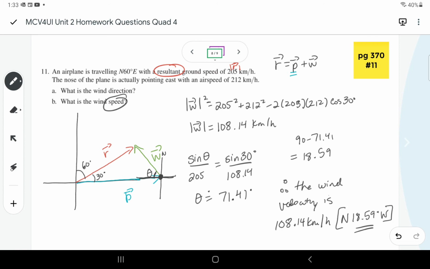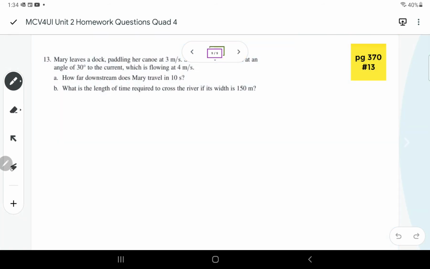Flipping over. Everybody okay? All right. One more. We've got a canoe.